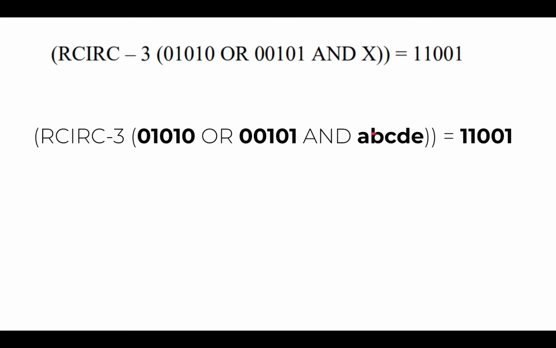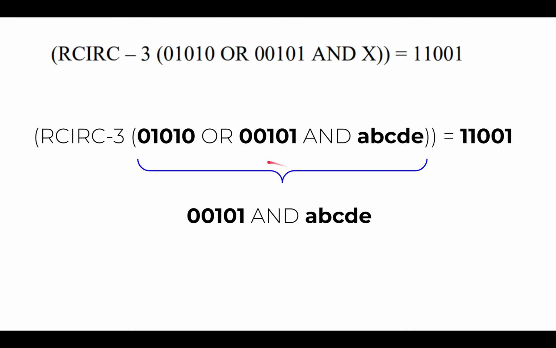And all of the letters here are bits. We just don't know what they are, so they're represented by variables. And so what we're going to do now is solve this with the letters. And let me show you how that works. So as usual, the first thing we're going to do is the innermost nested parenthesis, which is this one. And within this parenthesis, there's an OR and an AND. And as we remember from SCAXO, AND comes first. So we're going to do this expression right here, 0, 0, 1, 0, 1, and A, B, C, D, E.